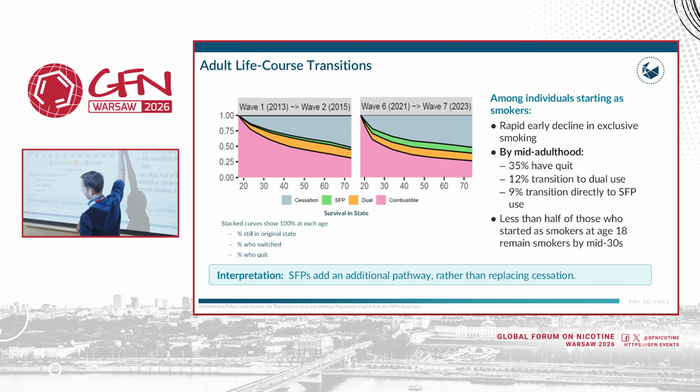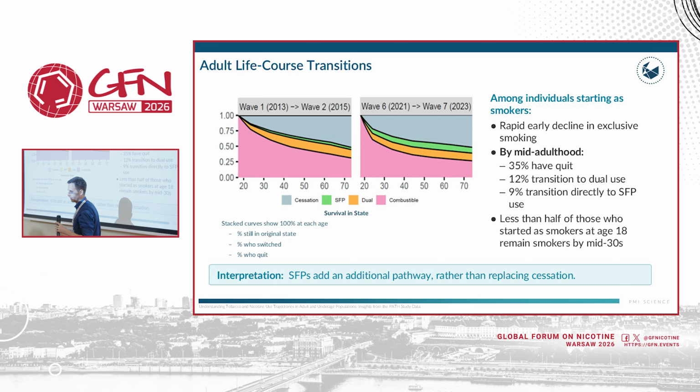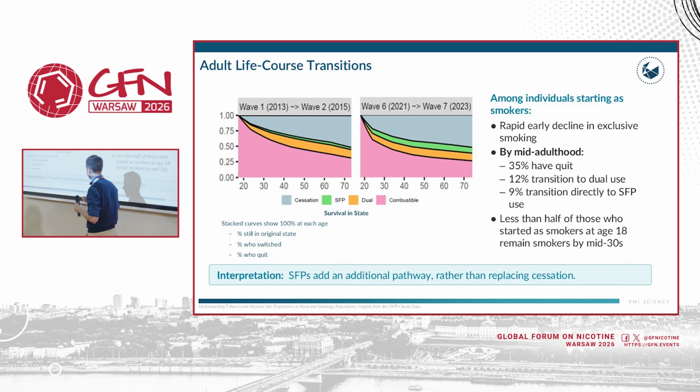But what hasn't changed, although there is now a new product category on the market, is the cessation. There is still the same number of people who transition out of any nicotine-containing products. So what we can see is that smoke-free products, rather than crowding out cessation, show an additional pathway that people can decide how they want to consume their nicotine.